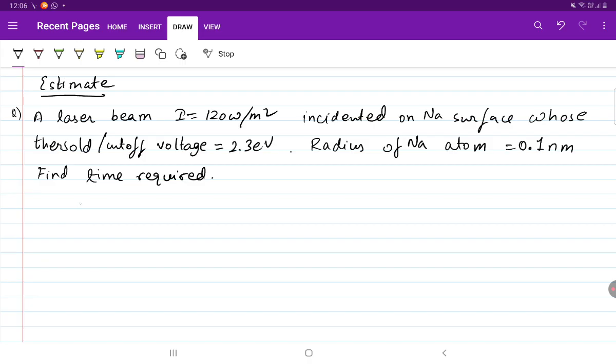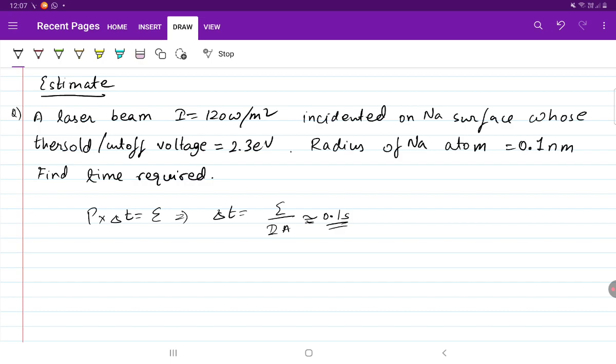So I can say that power times time is equal to energy required. The energy required would be the threshold energy. Hence, substituting these values, we get delta t equals E by IA, which comes out to be roughly 0.1 seconds. Well, 0.1 second is small, but it's not that small that it cannot be measured.